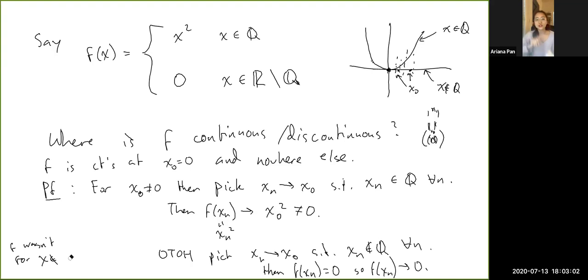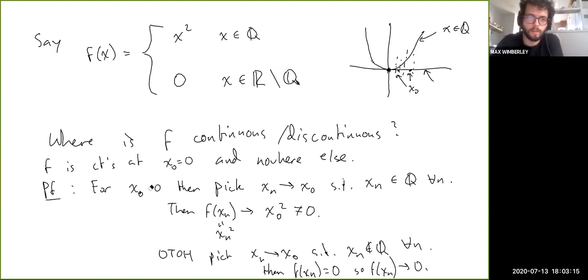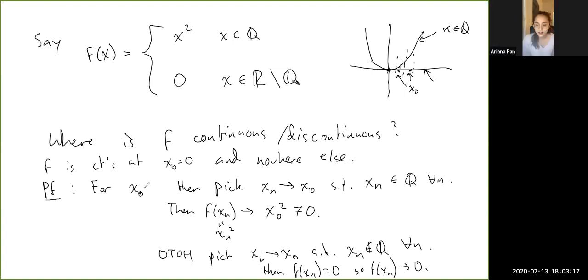What if we change 0 into x, and when x is an irrational number, f(x) equals x? Is the function still discontinuous? Right. So if x naught is 0, that is still different isolated points, right? Is it?